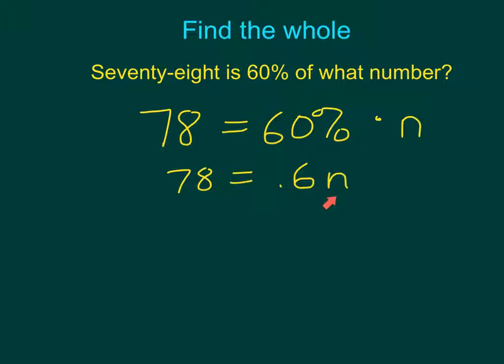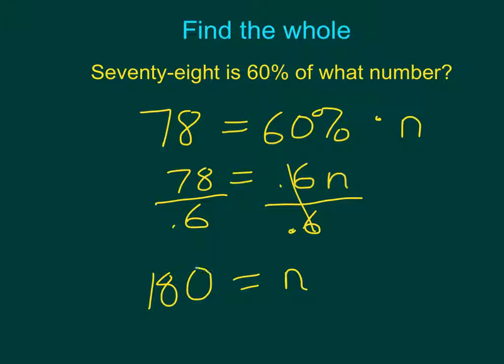Now I want to get this n by itself. So this is 6/10 times n. So to do that, I'm going to divide by 6/10. And of course I have to do the same thing to both sides. And once I calculate that, I get n equals 180. So if we looked at this, it would be 78 is 60% of 180.